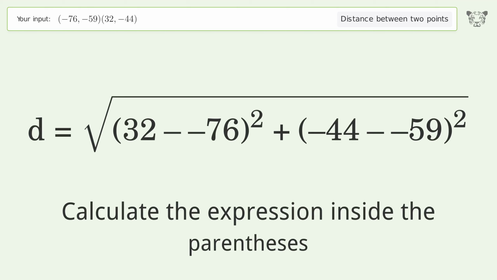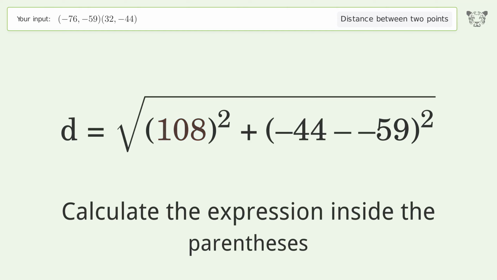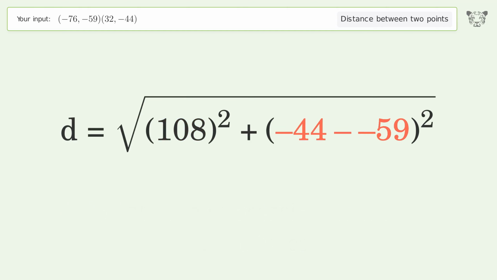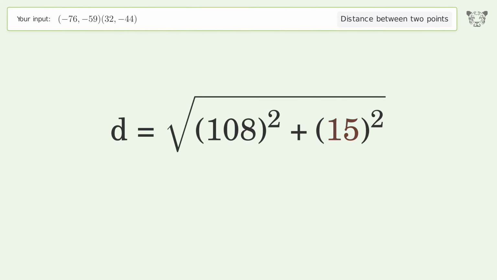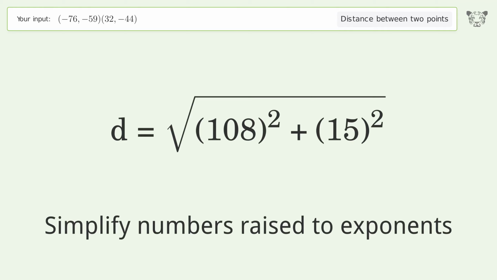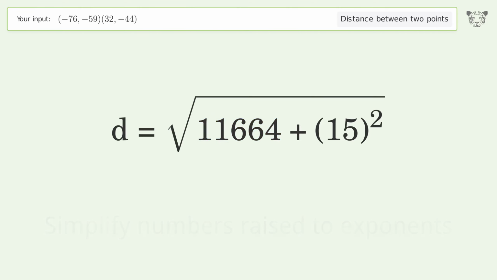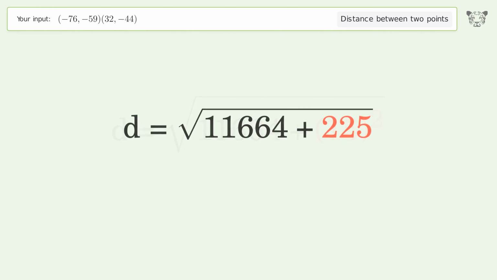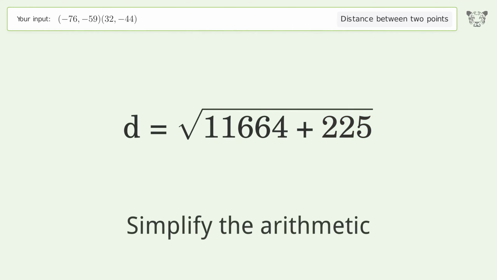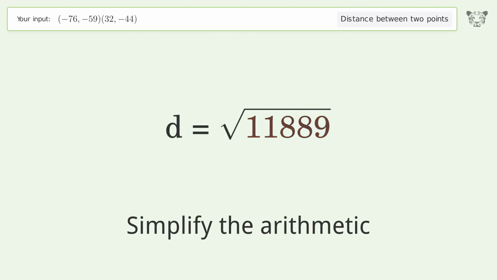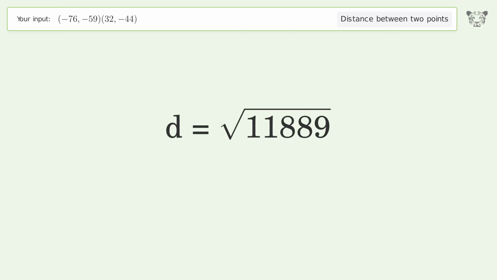Calculate the expression inside the parentheses. Simplify numbers raised to exponents. Simplify the arithmetic. And so the distance between the 2 points is the square root of 11,889, or 109.037.